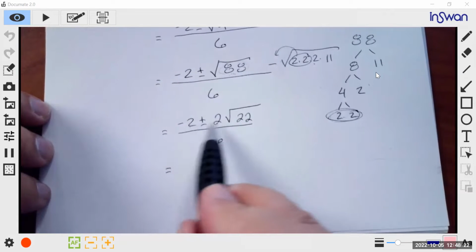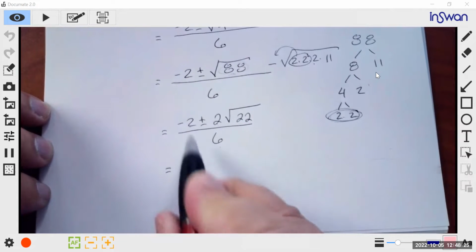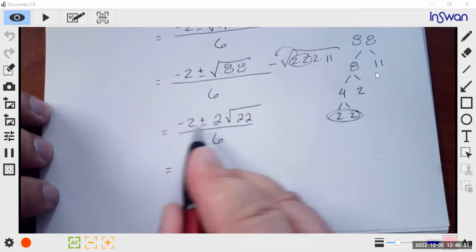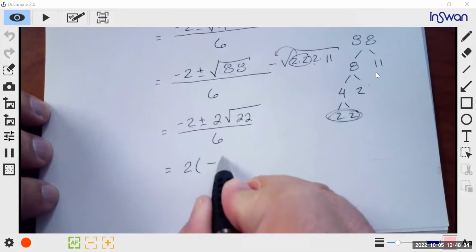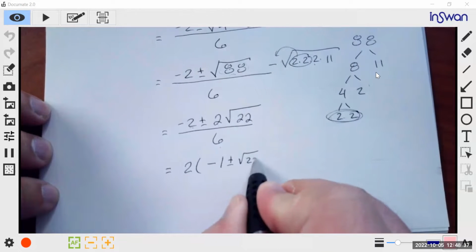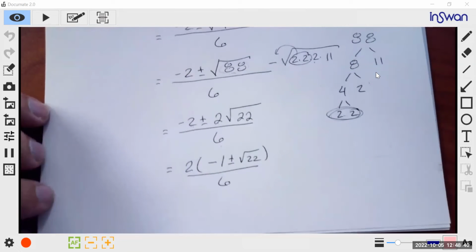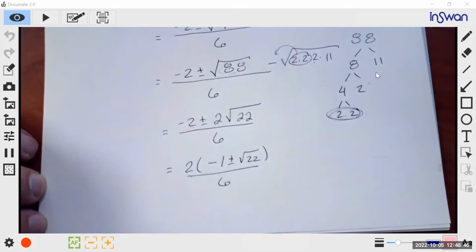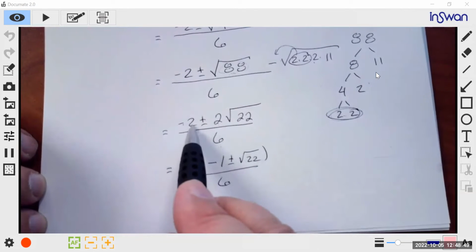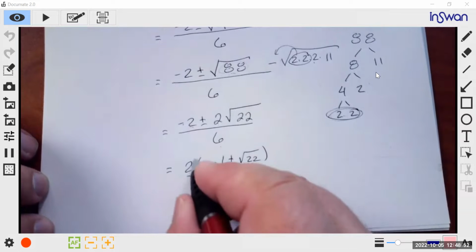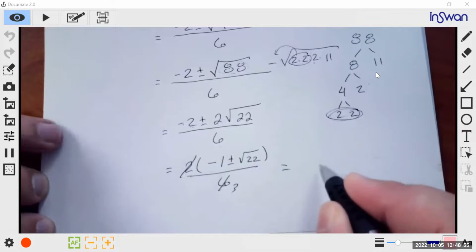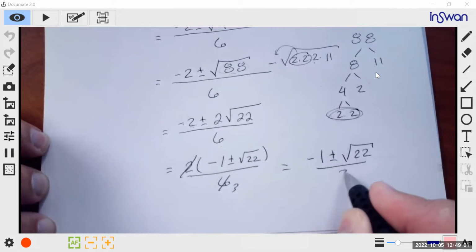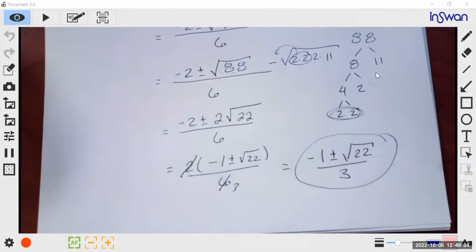Now, since we have even numbers on top and even on the bottom, what can we factor out of the top? Only the coefficients. We take out a 2, which will leave us -1 plus or minus square root of 22 over 6. Since both of these have a 2 in common, I can pull out the 2. That leaves me -1 plus or minus square root of 22. 2 goes into 6 3 times, so my final answer is... those are my solutions.